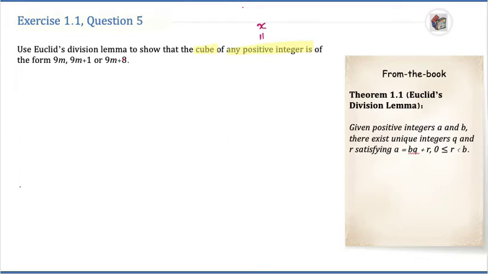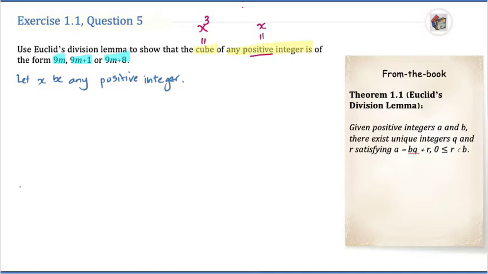Now if x is the positive integer that I'm taking, then its cube can be represented by x to the power 3, and this is what you have to show is of one of these forms here. Now how you start this is exactly what we did in number 4. You will consider the number x as any positive integer. Let me just write that statement down.